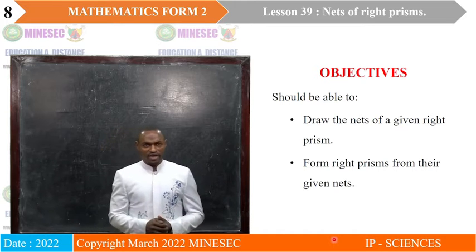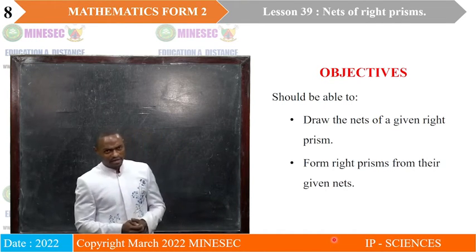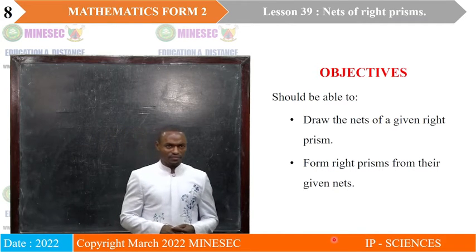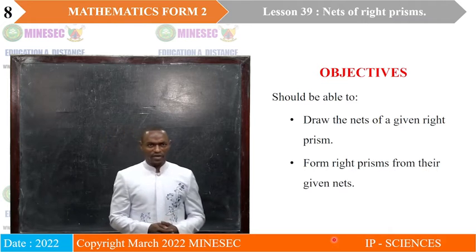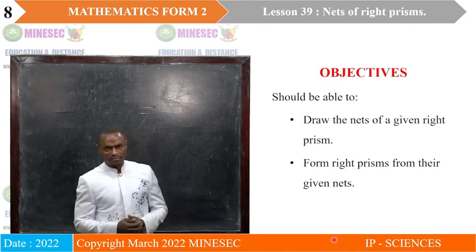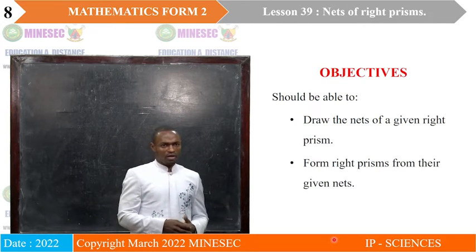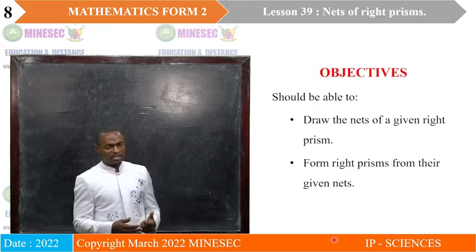As the lesson objective, it is expected that at the end of the lesson, you should be able to draw the nets of a given right prism, any given right prism you have, and form right prisms from their given nets.